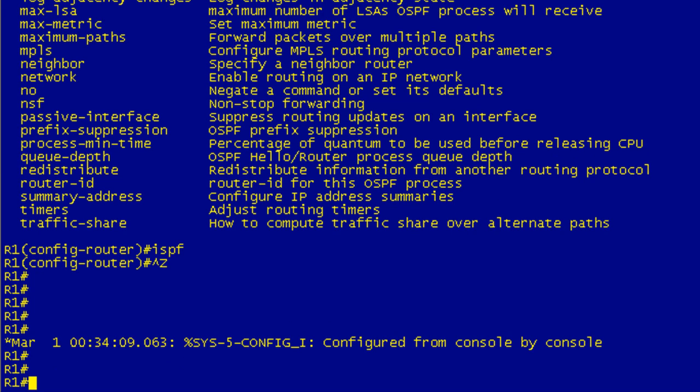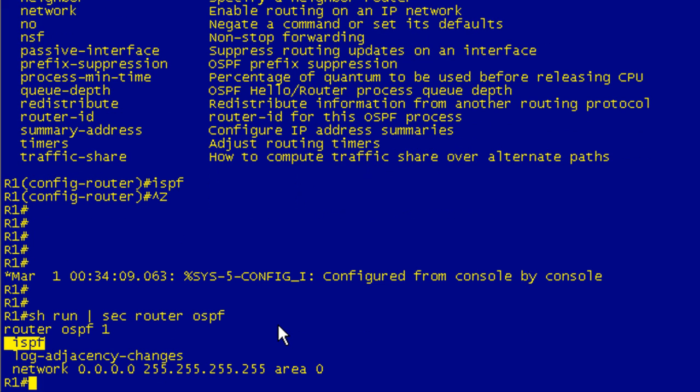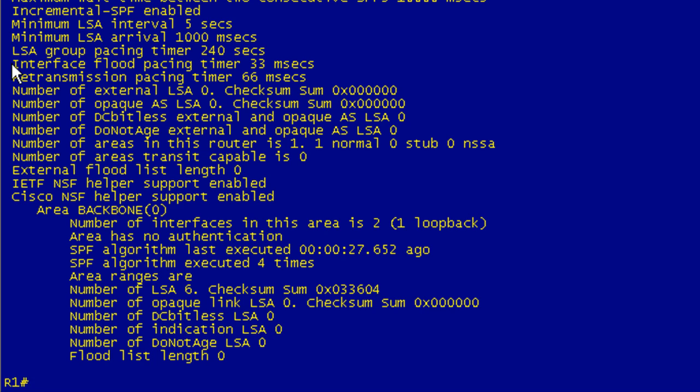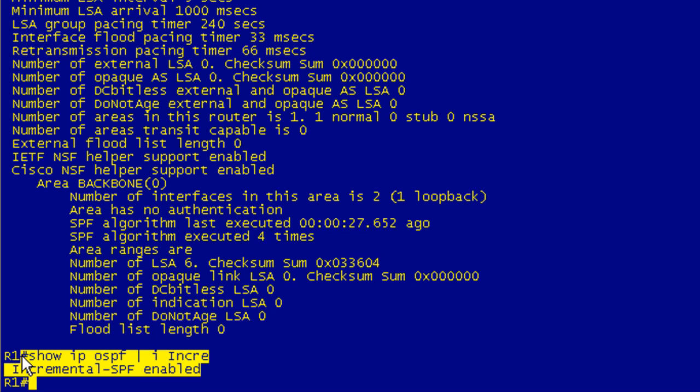And the first thing we're going to do, I strongly recommend that you get into the practice of doing this, whereas you configure something and then you verify the configuration. Now, we can verify this a couple of different ways. We could do just a show run section router OSPF. And you can see here that we do have ISPF enabled. The verification show command is show IP OSPF. And we get a ton of output. What we're looking for is right here, incremental SPF enabled. So if you want to just get that output, you can grep for just incremental, and you don't even need the whole word, just the first few letters. And you can see here that we verified that we have enabled incremental SPF.